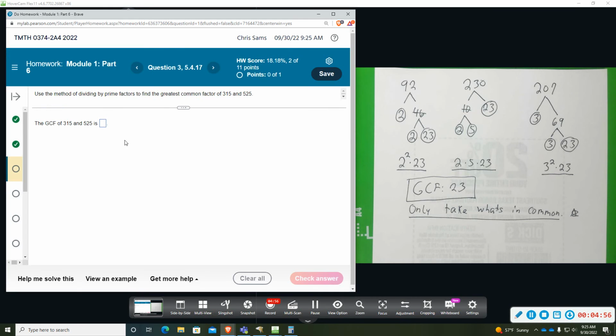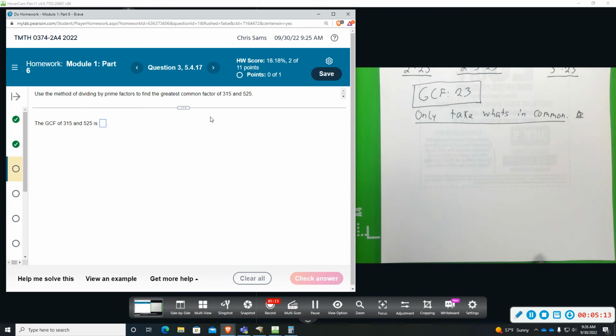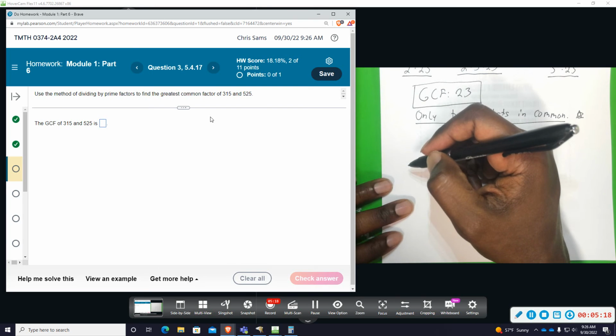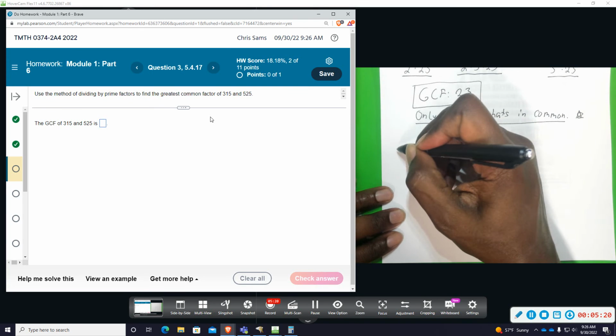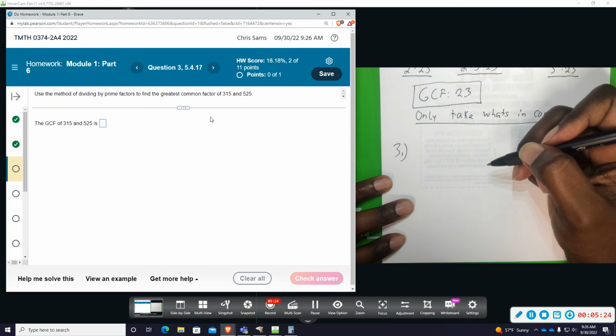All right, so this one, greatest common factor, it says use the method of dividing primes. You can divide whatever you want to. It doesn't have to be primes. Primes just kind of help you see prime factorization as well. But you can just divide any number that you see. So we're going to do the dividing primes method. That's what I'm calling the box method.